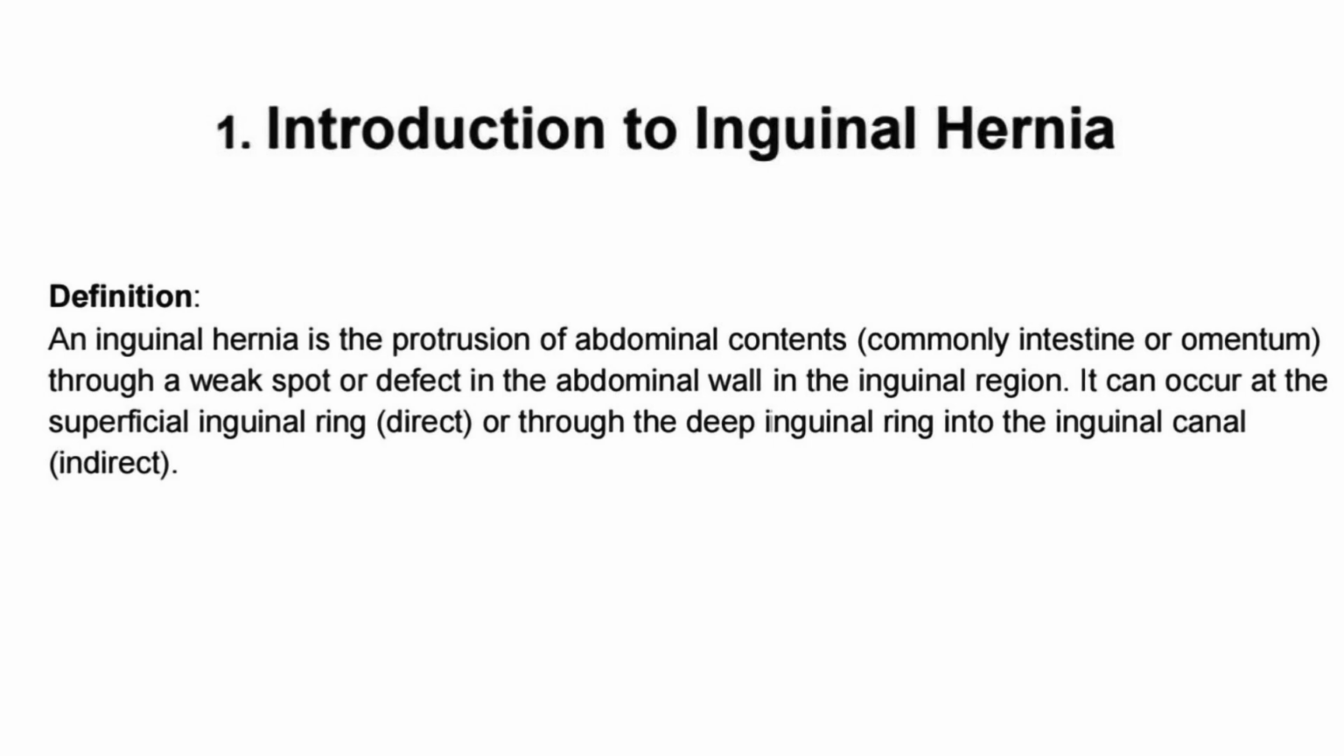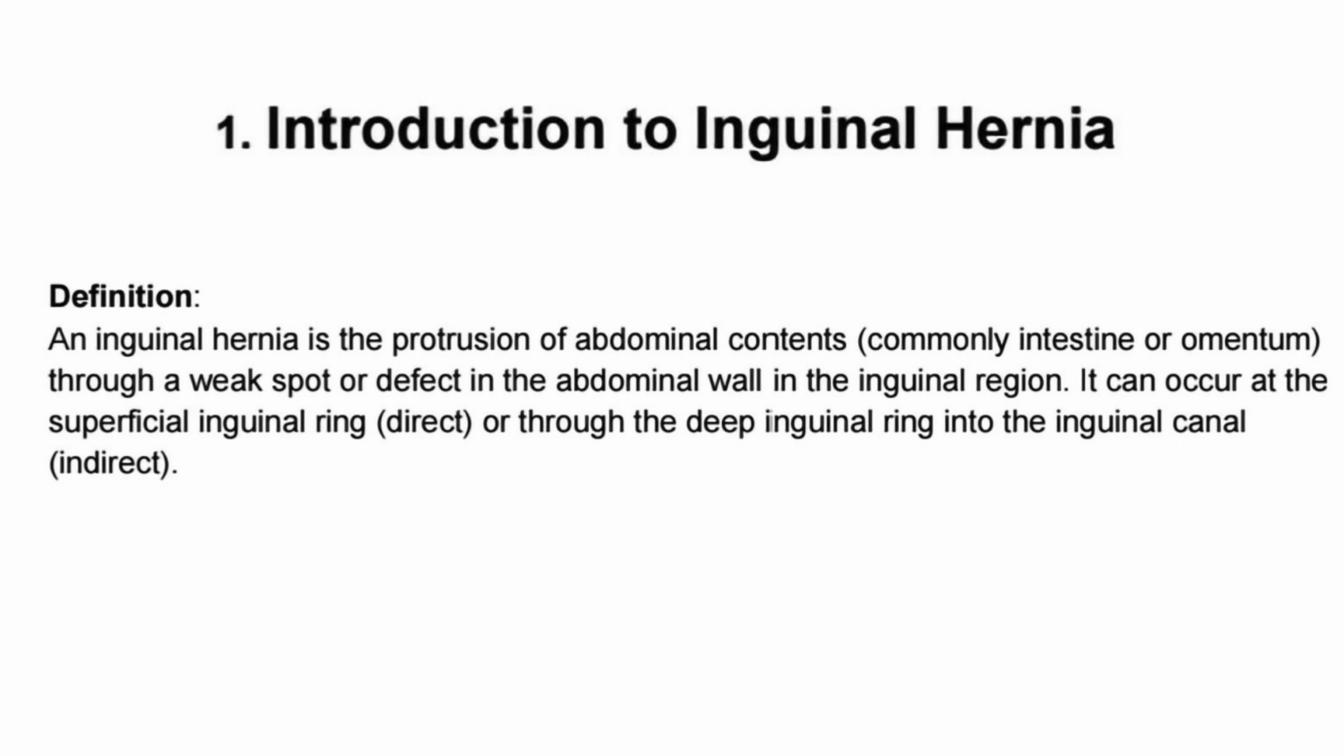Imagine your abdominal wall as a protective barrier that keeps your internal organs, such as the intestines or omentum, in place. When a weak spot develops in this barrier, specifically in the inguinal region, abdominal contents may push through, forming a bulge. This condition is called an inguinal hernia.